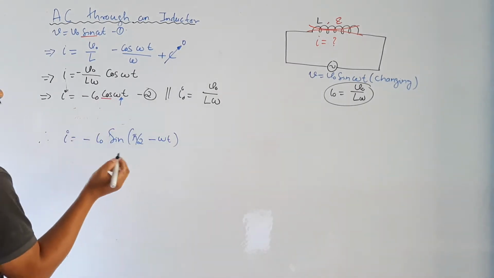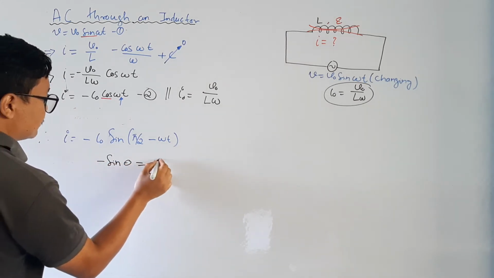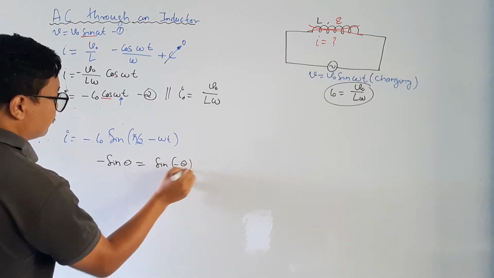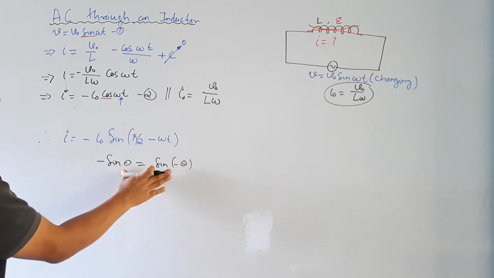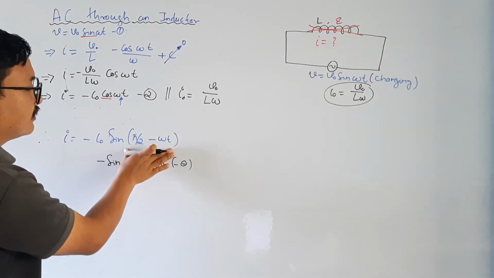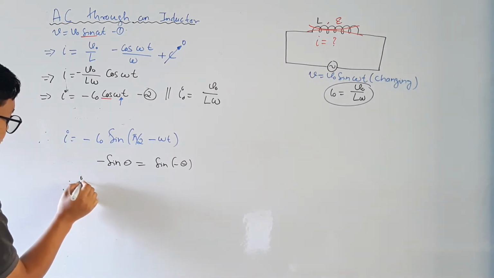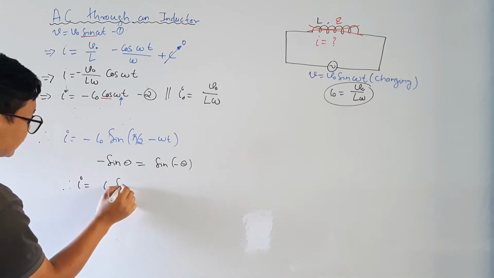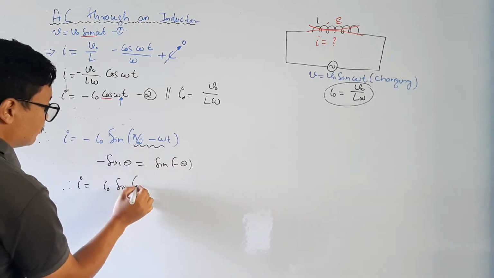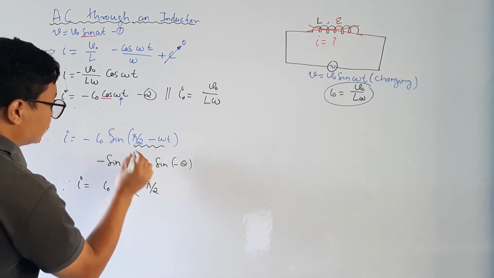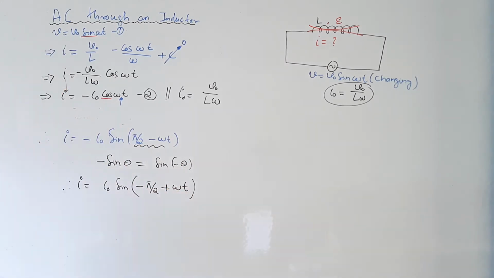And one more formula what I have is minus of sine theta can be written as sine minus of theta, because I want to absorb this minus sign here. Okay, so with the help of this formula we can convert this into some more beautiful equation. So therefore I is equal to I0 sine, then this minus will go inside this bracket. So minus pi by 2, this minus will become plus omega t. Okay, so this is the formula.